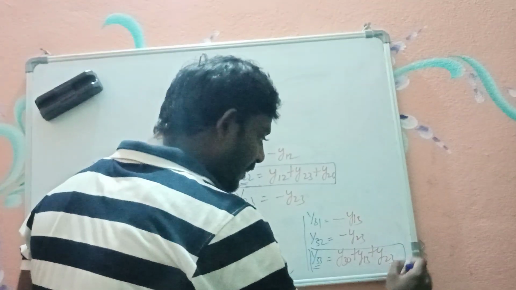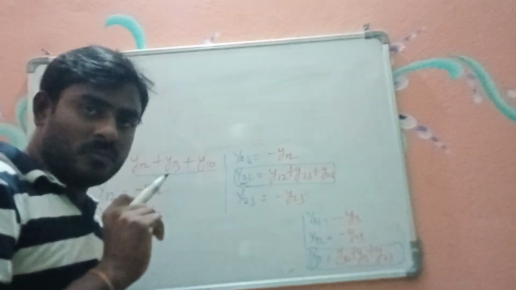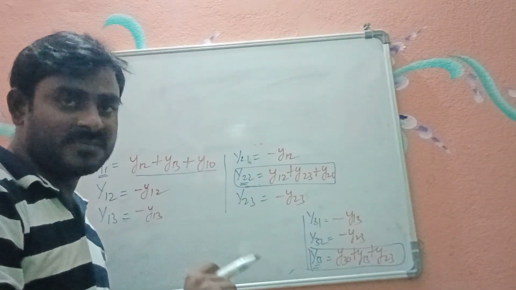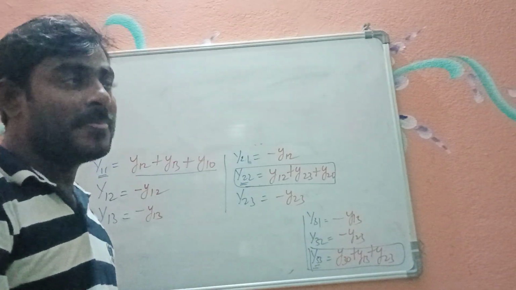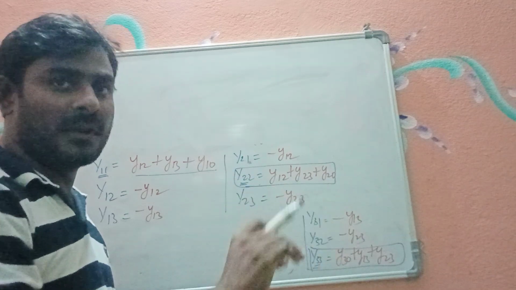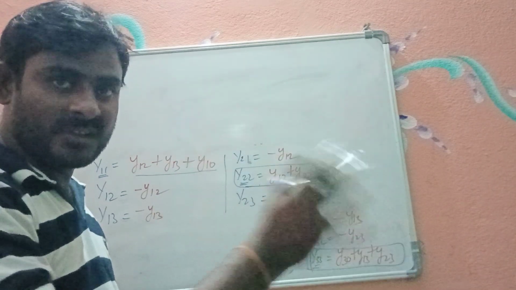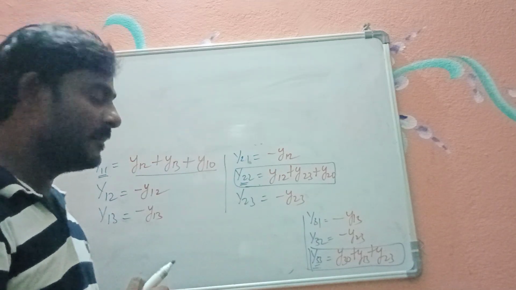Similarly, the third diagonal element. So what we understand from this is, if I want to know the diagonal element of a Y bus matrix, I need to know what are the admittances that are connected to that particular bus in the actual network, and we need to add all those admittances in order to obtain the diagonal element.